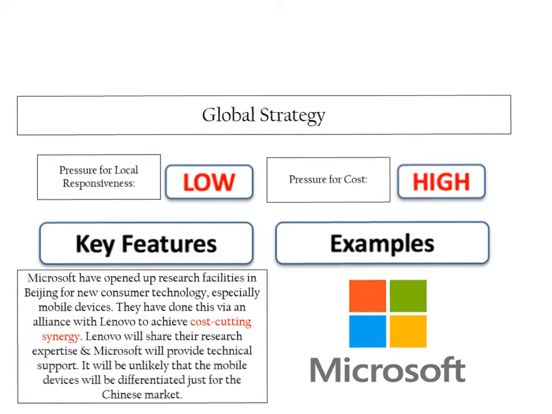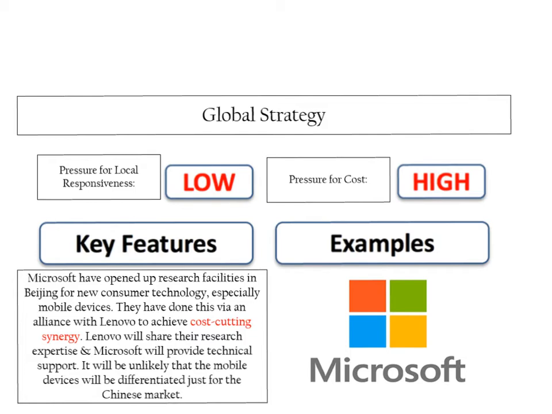They've got a massive global brand image. Everybody knows Microsoft. Everybody knows about the success of Bill Gates. So therefore, they might not need to localise or globalise as much. Now, what they've done recently, they've opened up research facilities in Beijing for new consumer technology, especially mobile devices. So they've got an alliance, which again is a different technique, remember, in entering a market, with Lenovo.